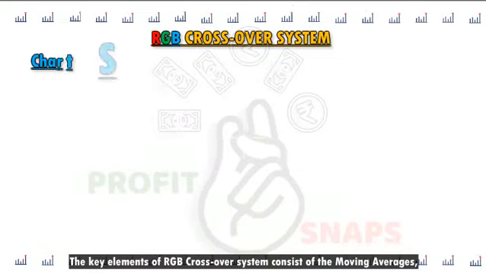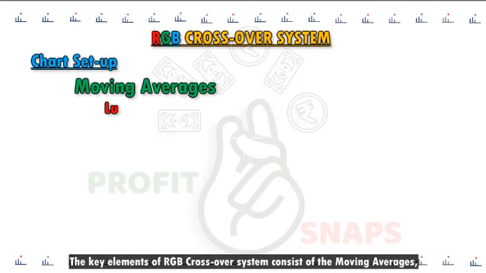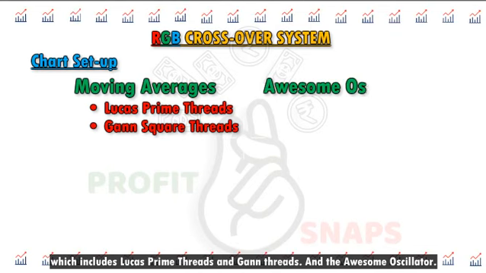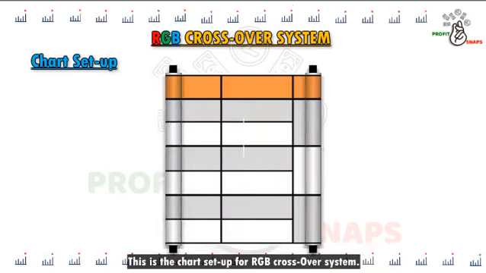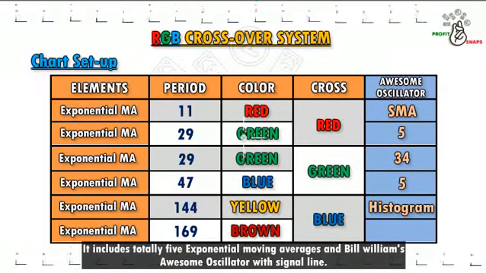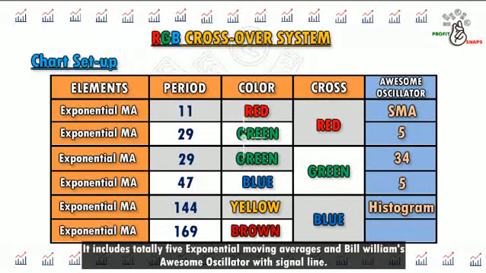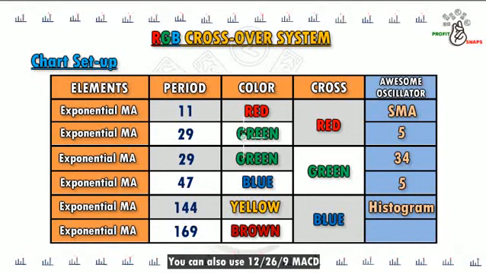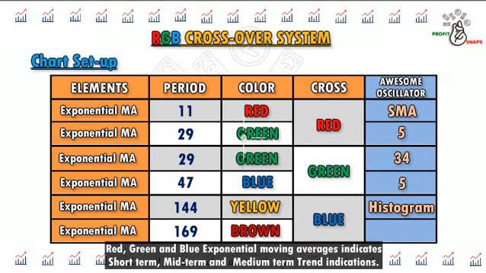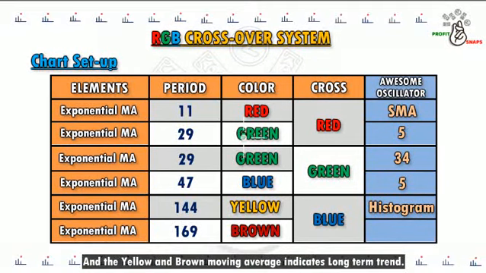The key elements of RGB crossover system consist of the moving averages, which include Lucas Prime threads and W.D. Gann threads, and the Awesome Oscillator. This is the chart setup for RGB crossover system. It includes totally 5 exponential moving averages and Bill Williams Awesome Oscillator with signal line. You can also use 12, 26, 9 MACD. Red, green and blue exponential moving averages indicate short-term, mid-term and medium-term trend indications. And the yellow and brown moving averages indicate long-term trend.